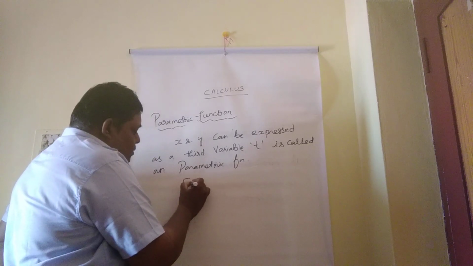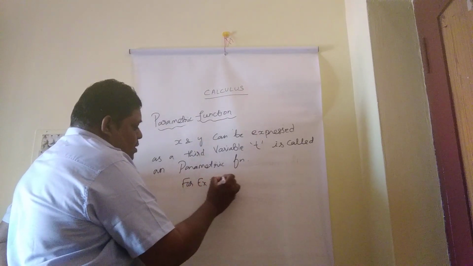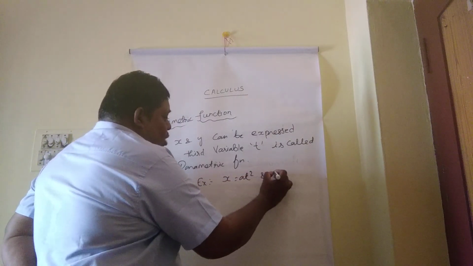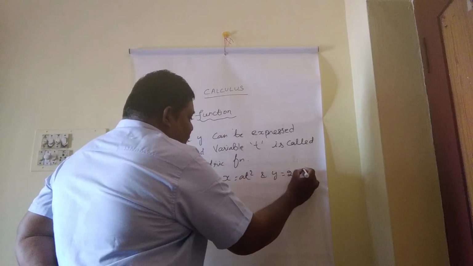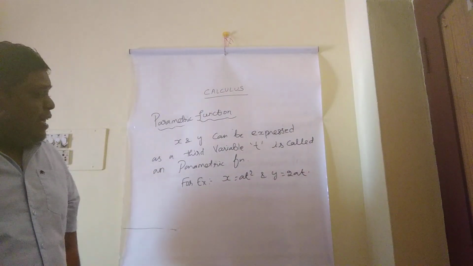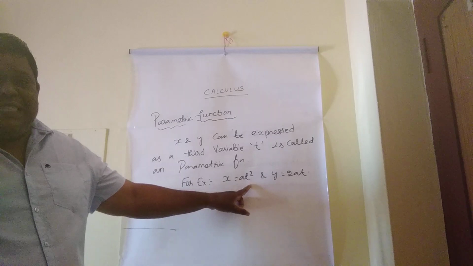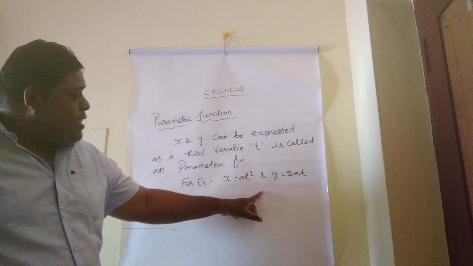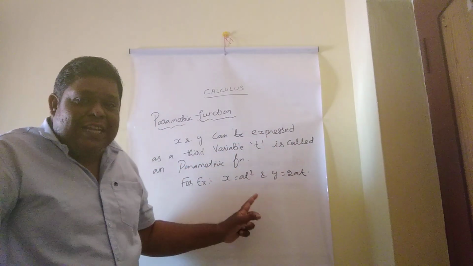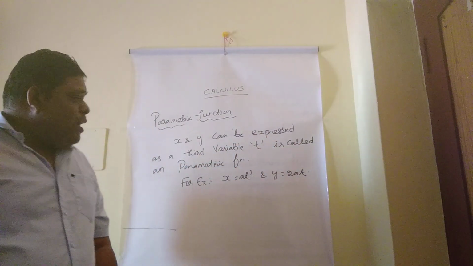For example, x is equal to 8t square and y is equal to 280. So in the given question, x and y are dependent variables, here t is the parameter, x is equal to 8t squared and y is equal to 280. If x and y can be expressed as a third variable t, it is known as a parametric function.